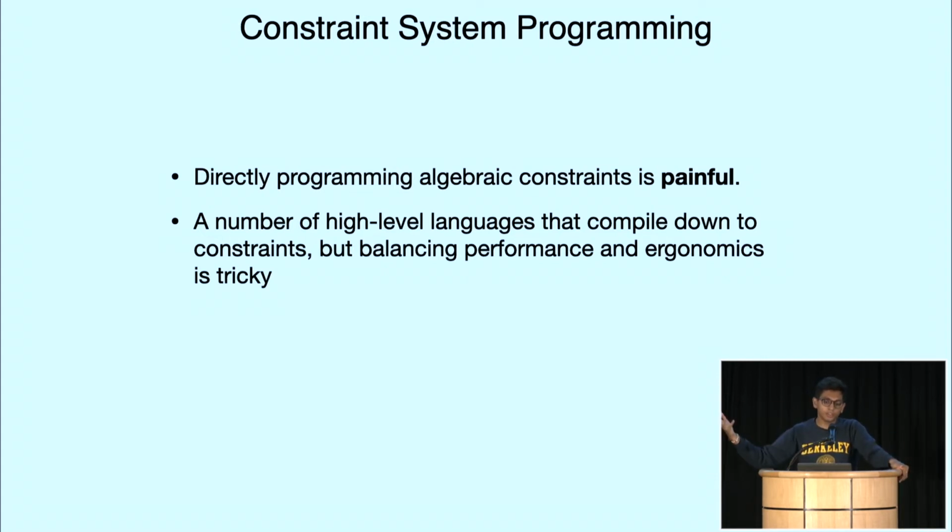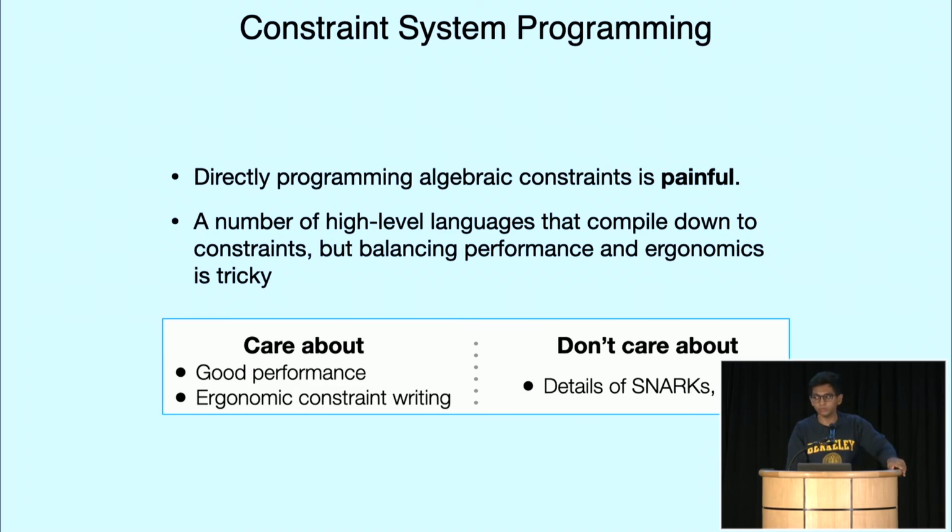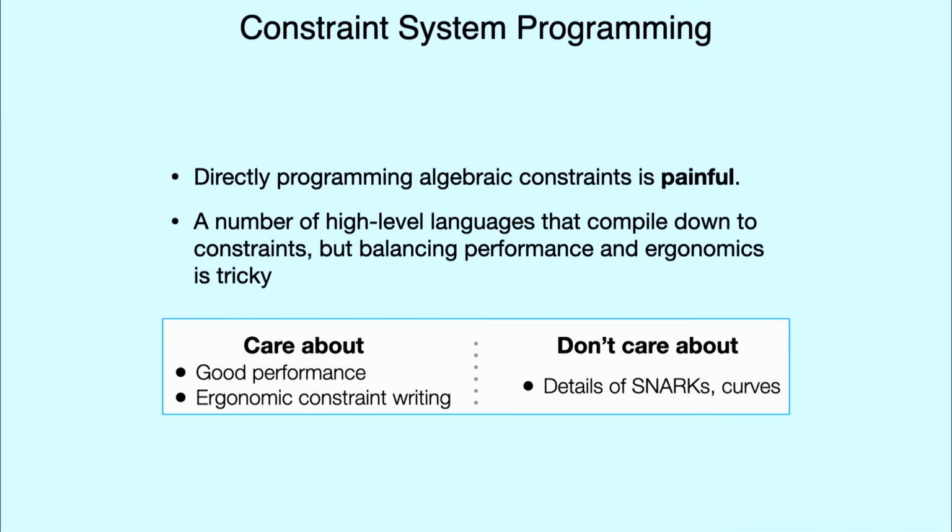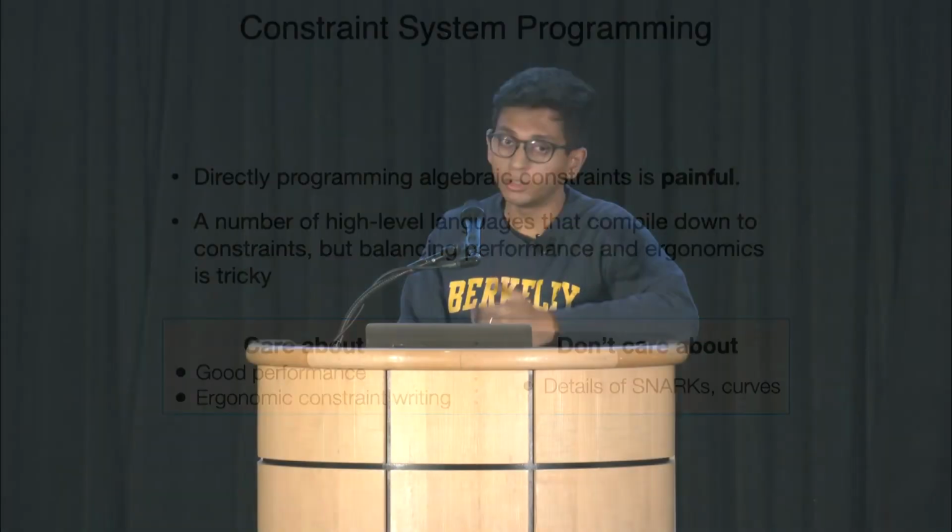And so to alleviate this pain, there are a number of high-level languages that have a compiler which emits the low-level constraints, right? But what often ends up happening is that as a result of this high-level to low-level approach, you end up losing performance, so you sacrifice performance for ergonomics. What we want at this level is to have both. We want to have our cake and eat it too. We want good performance and ergonomic constraint writing, and we don't care what underlying SNARK we're using, what underlying curves are being used by that SNARK, and so on. Okay, so let's see how ArcWorks fares on this front.